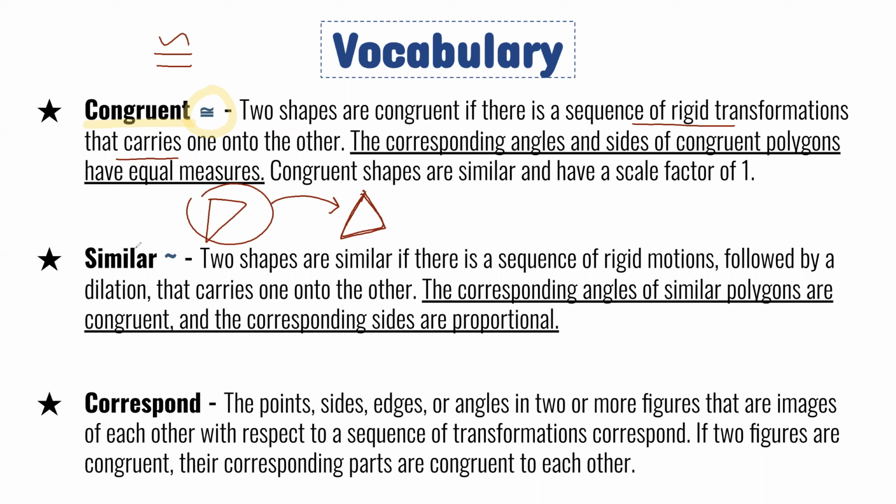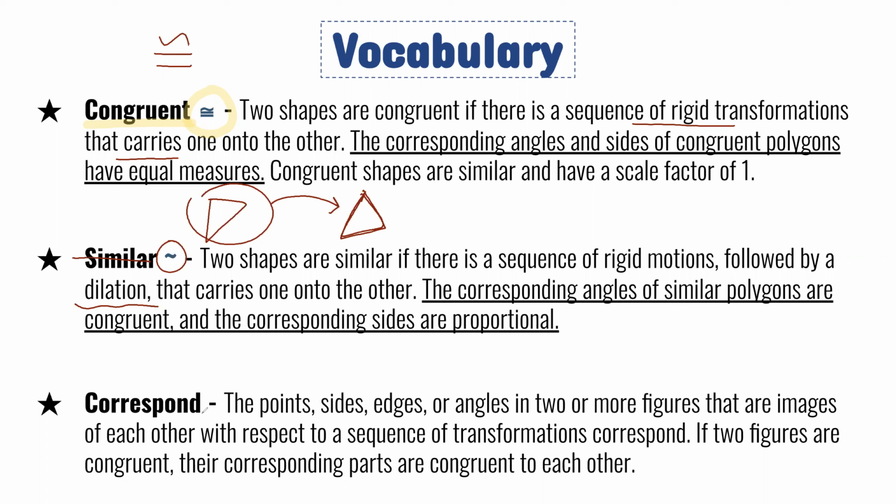Then there's something called similar, which we actually won't get into in Math 1B. Similar just has one squiggly line. You're going to get into similar triangles in Math 2. But 2 shapes are similar if there is also a sequence of rigid motions followed by a dilation that carries one onto the other. The corresponding angles of similar polygons are congruent. The corresponding sides are proportional. Okay, so again, this is more like Math 2.